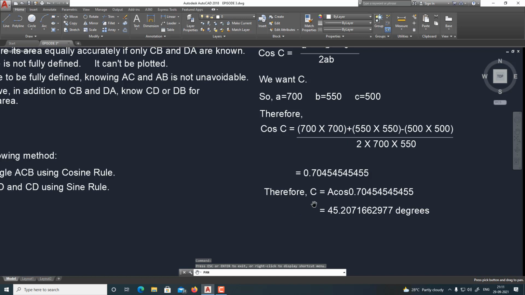Therefore, C is equal to acos of 0.704545. By using your scientific calculator, you can calculate the angle C, and it is 45.2071662977 degrees.